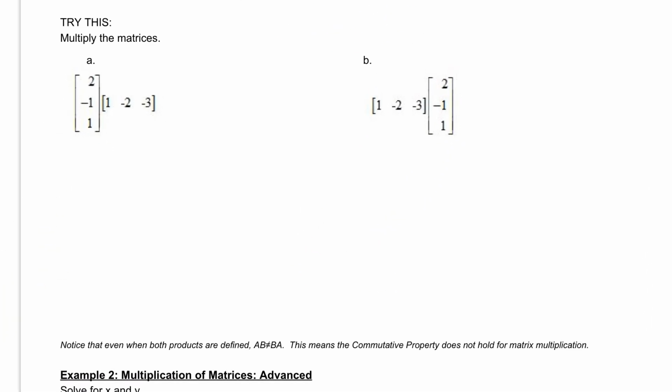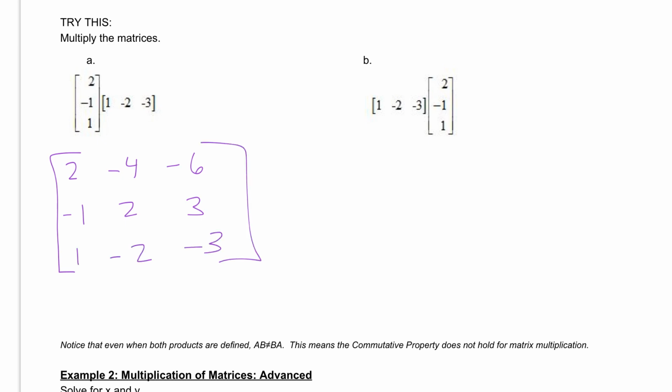If you did the first try this correctly for letter A, you should have gotten a matrix of 2, -4, -6, -1, 2, and 3, 1, -2, and -3. And if you did part B correctly, you should have gotten a matrix of 1.